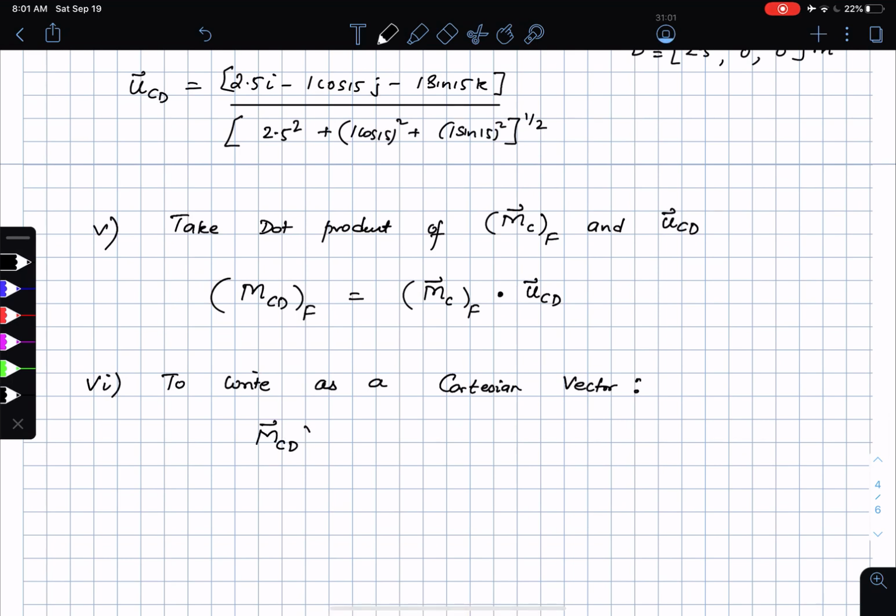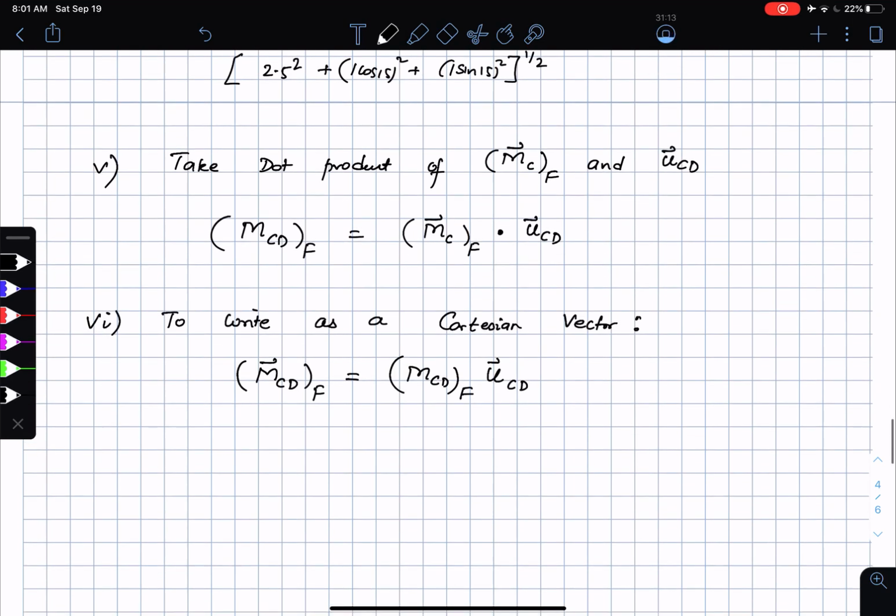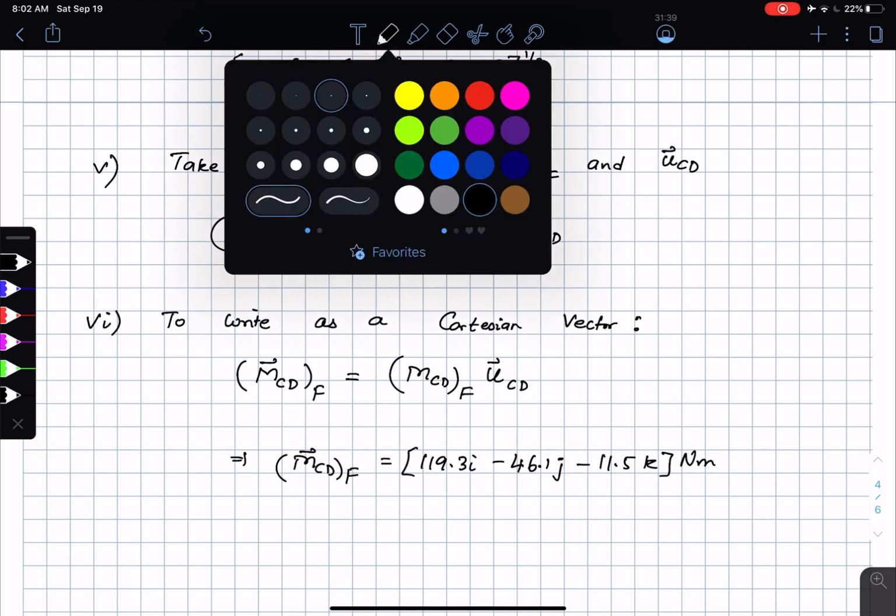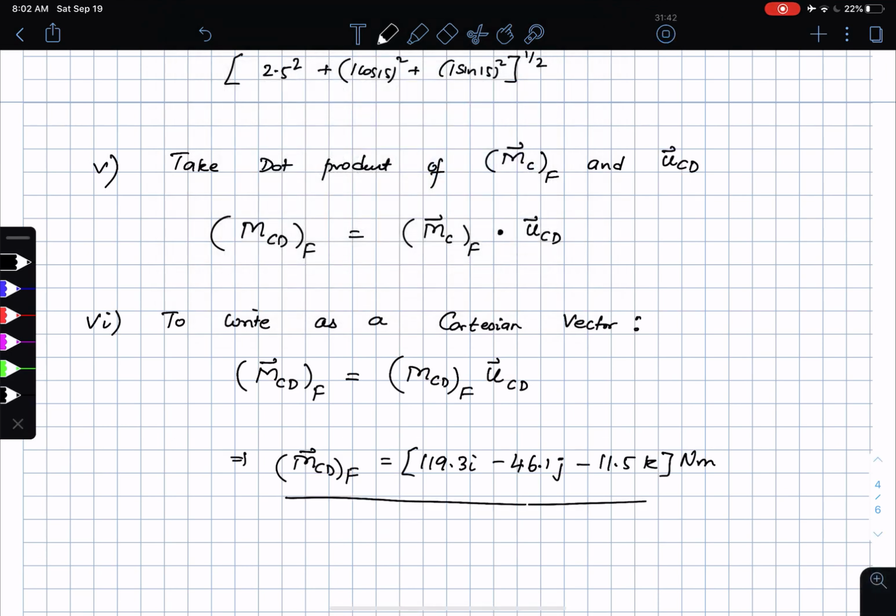MCD as a Cartesian vector is going to be the magnitude times the unit vector. And I actually have the answer. I have computed the answer. I know I'm skipping a couple of steps here in the pursuit of time. So this is going to give me MCD as 119.3 i. Please check my answers and let me know if there are any issues. 46.1 j minus 11.5 k, so many Newton meters. Okay, so this is the moment about the line CD.